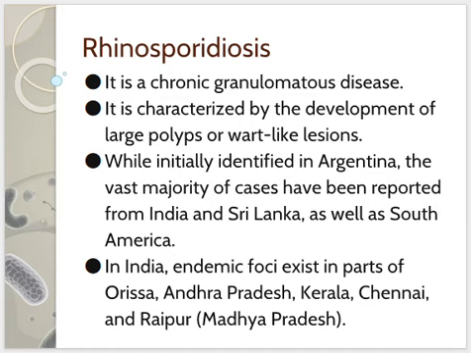Rhinosporidiosis is a chronic granulomatous disease marked by large polyps or wart-like growths. Although first identified in Argentina, most cases are reported from India, Sri Lanka, and parts of South America. In India, certain regions like Orissa and Kerala are known endemic areas. Understanding its geography helps in recognizing and managing this disease.